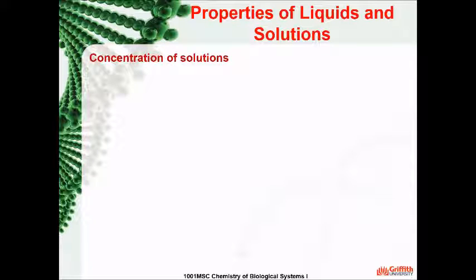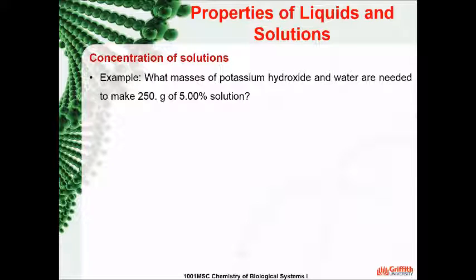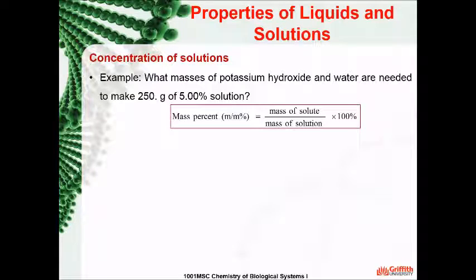Let's look at another example. What masses of potassium hydroxide and water are needed to make 250 grams of a 5% solution? The question is asking to determine masses and provides 5%, so we would expect that this is the mass percent. Now let's identify each part. The solute is potassium hydroxide, and we have to calculate how many grams are needed. The solvent is water, and we have to calculate how many grams of this are needed as well.